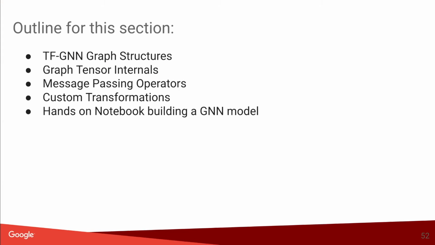So here's an overview of the talk. Firstly, I will go over the main graph structures in TF-GNN. Then you will take a deeper look into the graph tensor internals, followed by the message passing primitive operators that you can use. Also, how to apply custom graph transformations. And finally, we will have a hands-on session building a graph neural network model with TF-GNN using a Google Colab notebook.